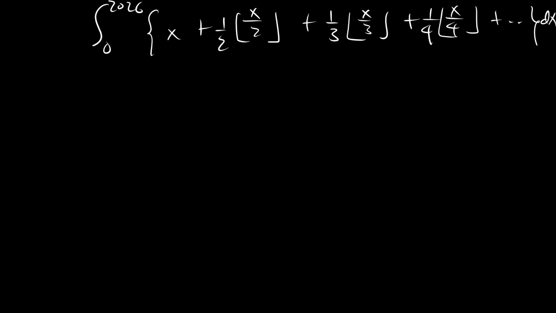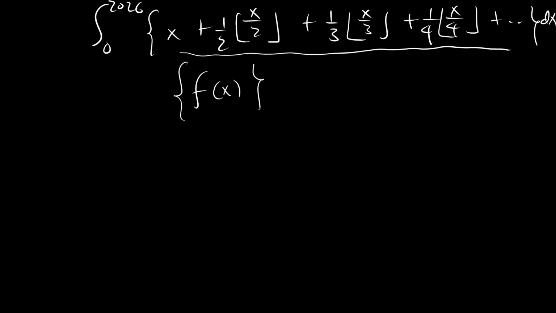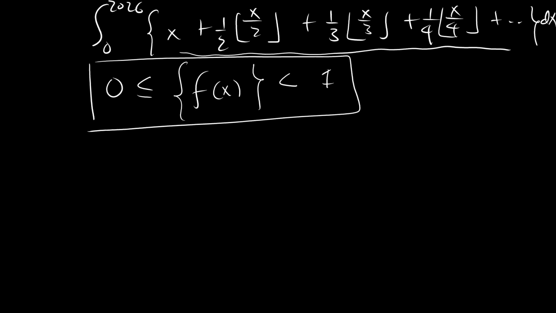I think the important part for us is, since we know that the fractional part of f(x), and f(x) could be whatever is inside this part here, is less than 1 and always greater or equal to 0. So this is something to be always cognizant of. The fractional part of a function of x always lies between 0 and 1.